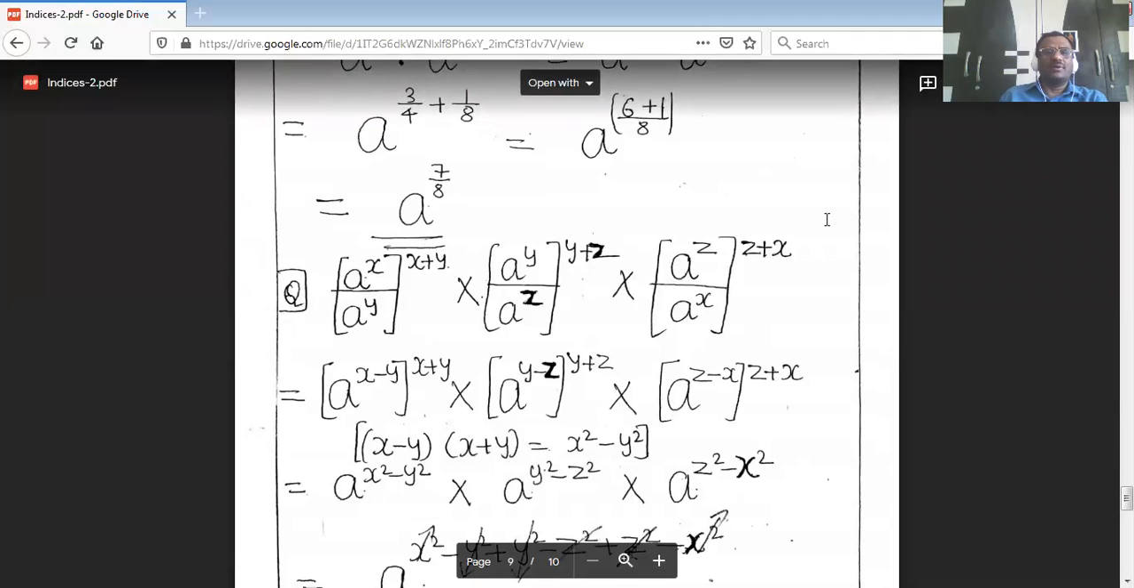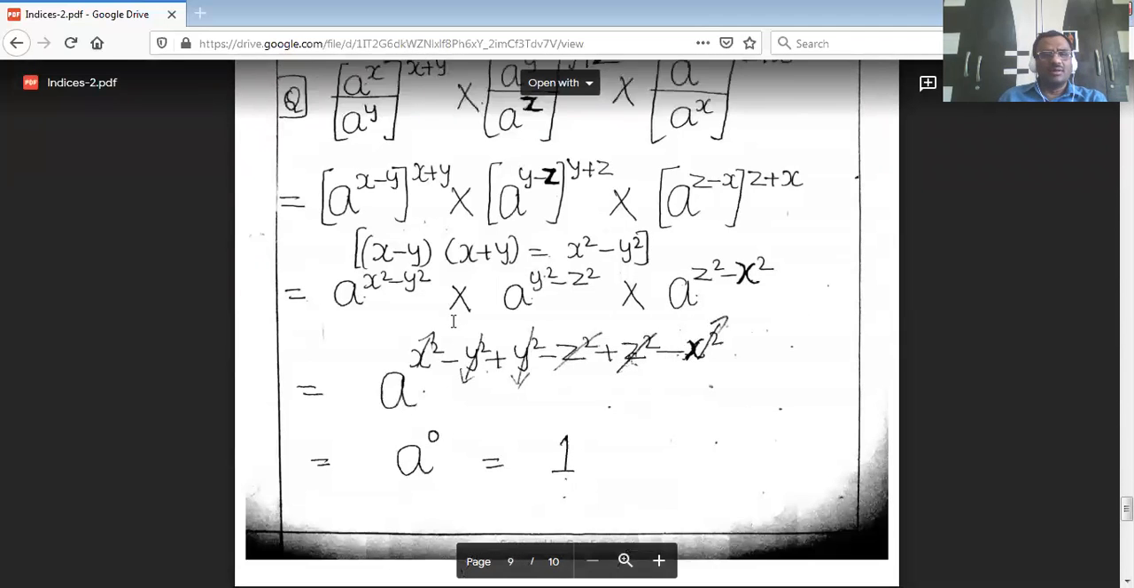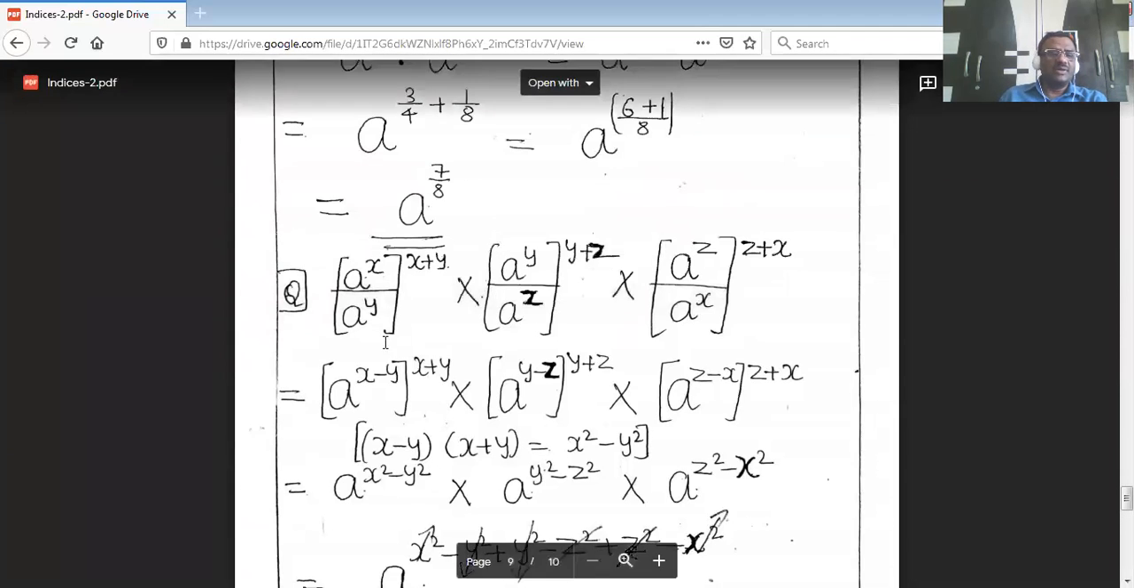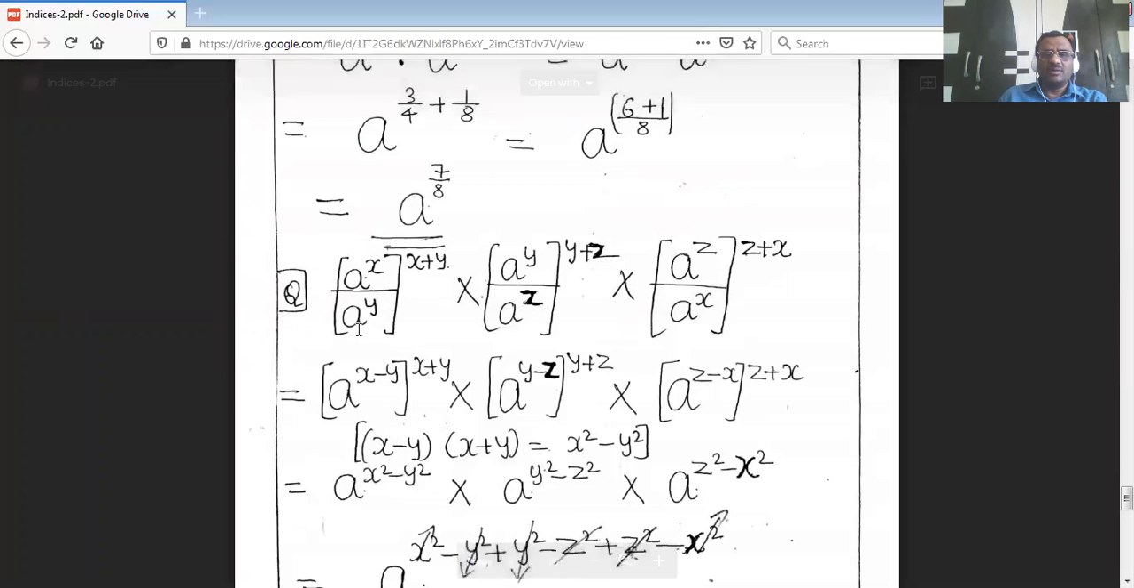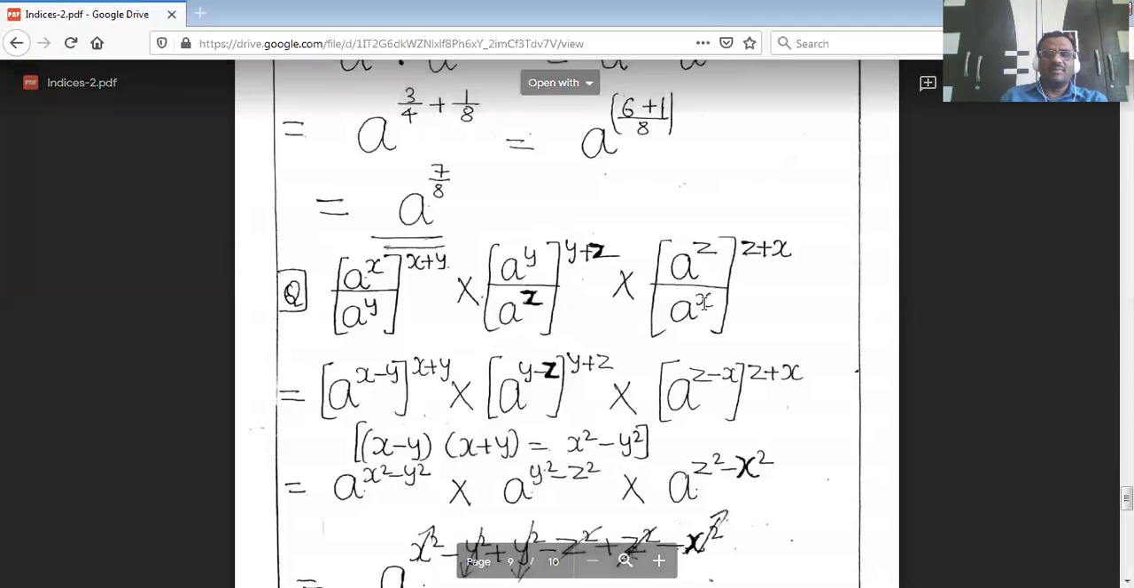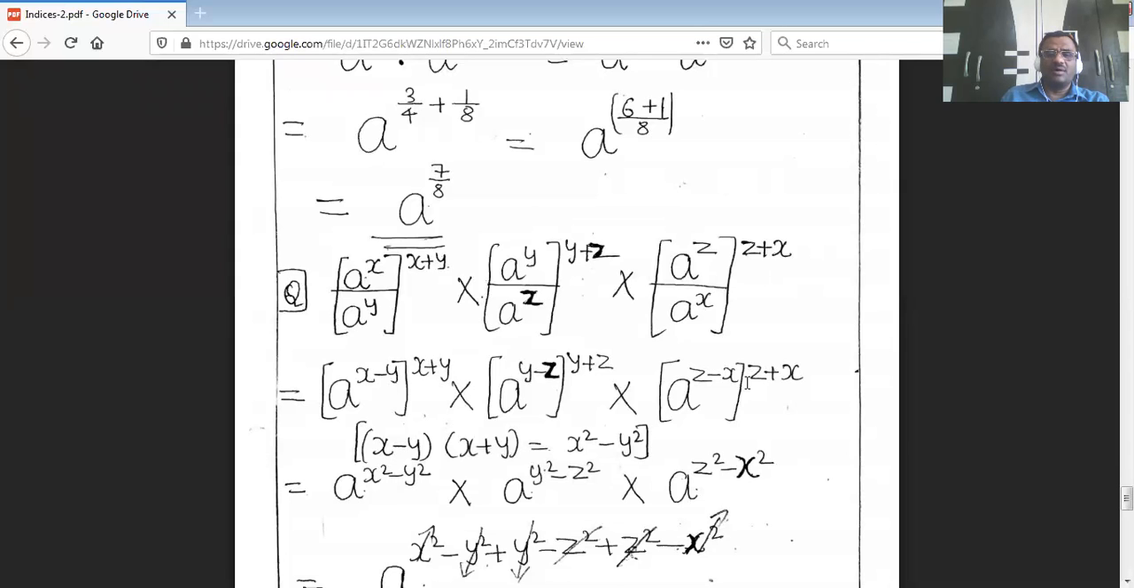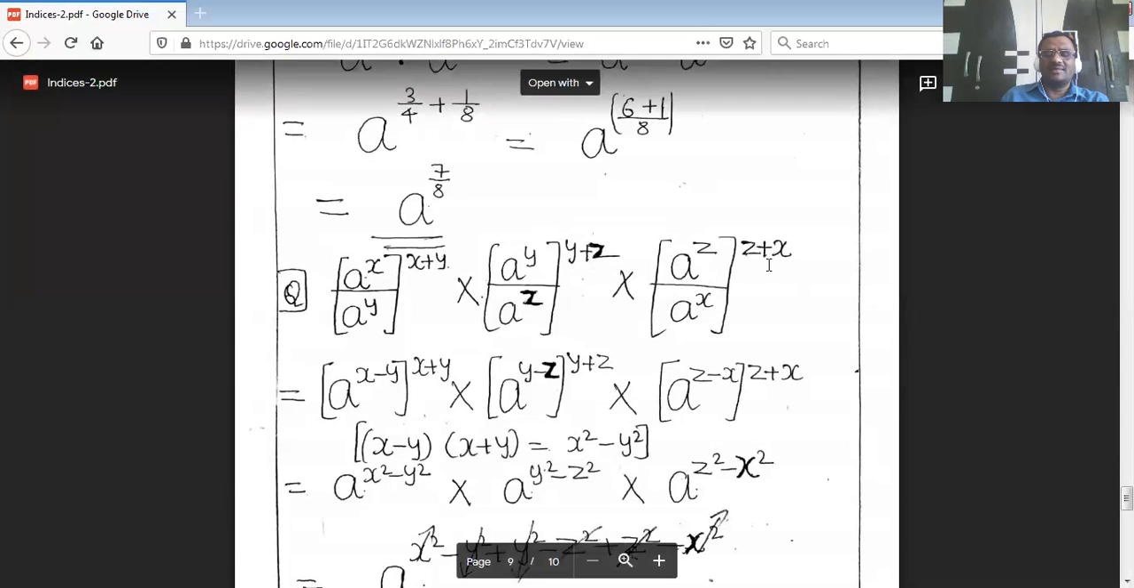Now, let me go for one more problem. This is a to the power of x divided by a to the power of y whole to the power of x plus y, multiplied by a to the power of y divided by a to the power of z whole to the power of y plus z, and a to the power of z divided by a to the power of x whole to the power of z plus 1. You are going to get this answer as 0.